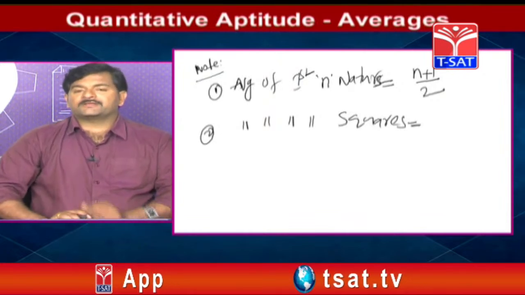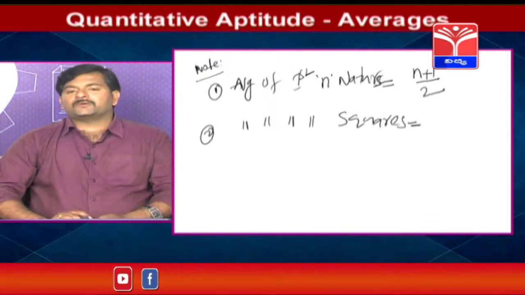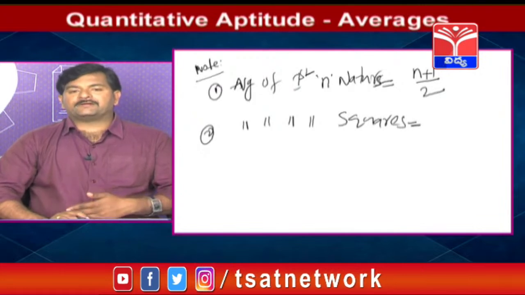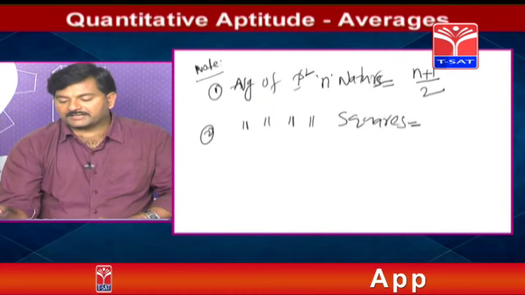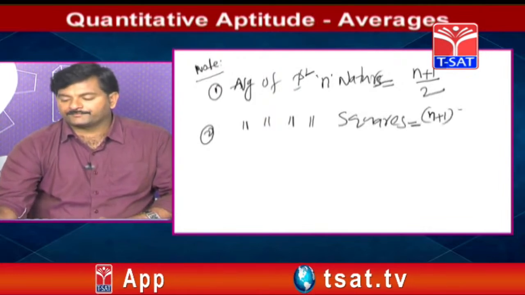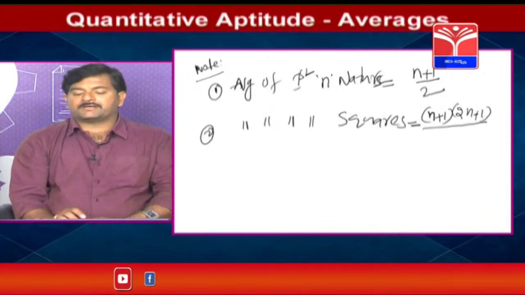Usually the sum of the squares of the first n natural numbers means n into n plus 1 into 2n plus 1 by 6. But here I need not find the sum, I have to find the average of the first n squares. The formula is n plus 1 into 2n plus 1 by 6.